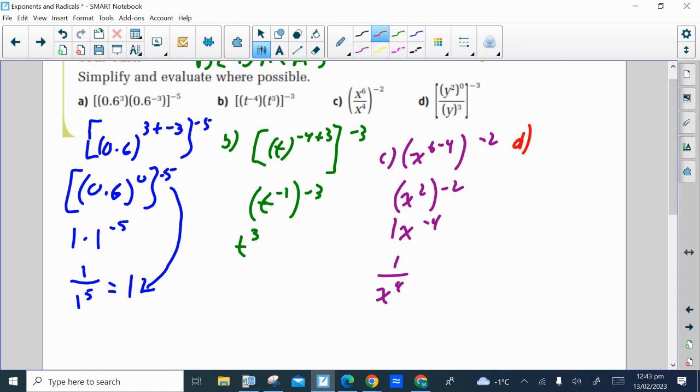Question D. Inside the big square brackets, what I would first do is you've got y squared to the power 0, one exponent raised to another. The law says you multiply the exponents, keep the base the same. Really, it's the same thing on the bottom as well. So that y is y to the 1. So this will be y to the 2 times 0, which is 0, over y to the 1 times 3, which is 3.